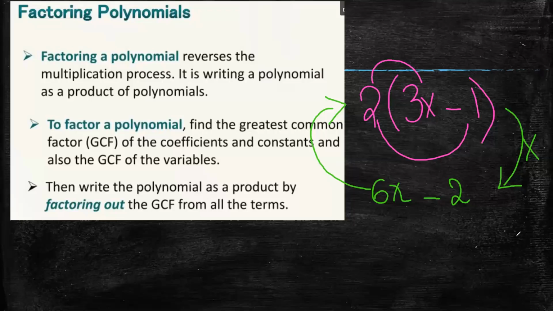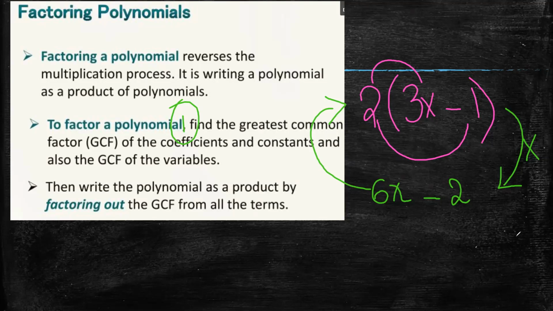So, to factor a polynomial, the first step, you have to find the greatest... It's not a question here, it's just an explanation of what we have to do later on. So, the steps to factor the polynomial are: first, you have to find the greatest common factor, as we did. And then write the polynomial as a product and factorize the GCF from all of the terms.